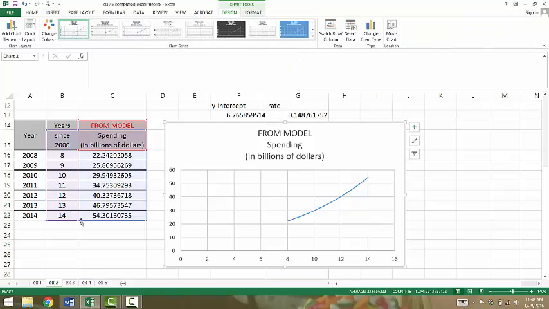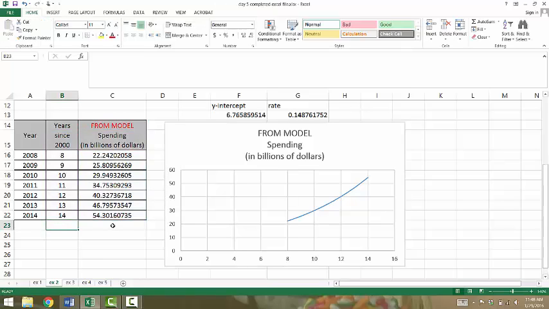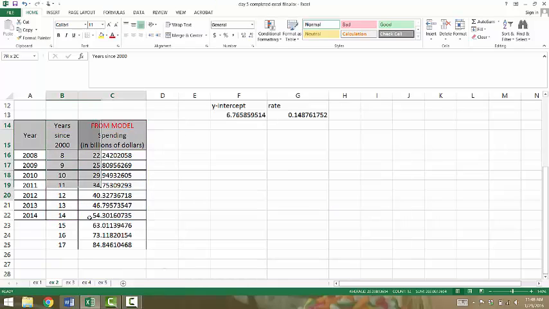The nice thing about this, of course, of having a model is that we can extend that. We could extrapolate. I could say, well, let's go up to year 15 and year 16 and year 17, and we could create a model graph that extends out further.